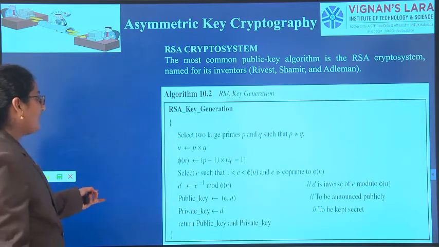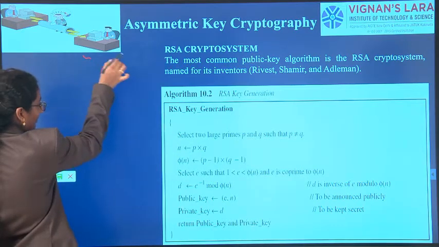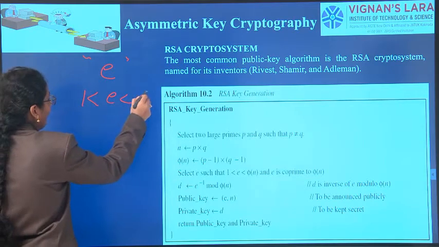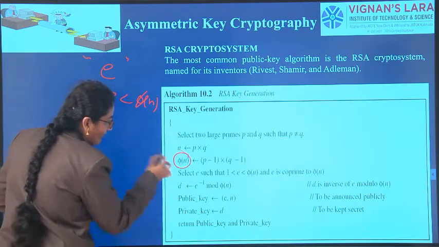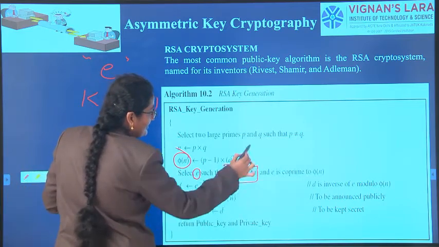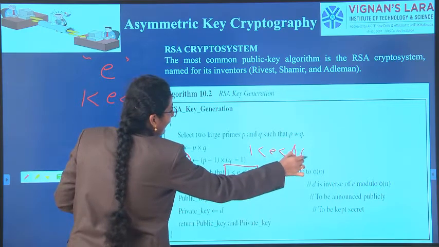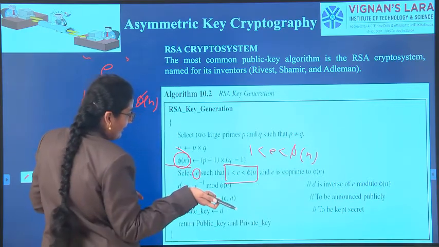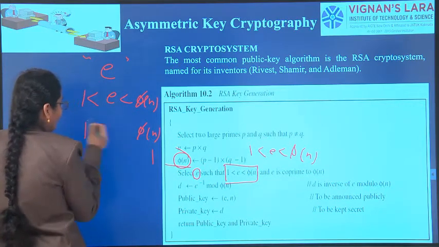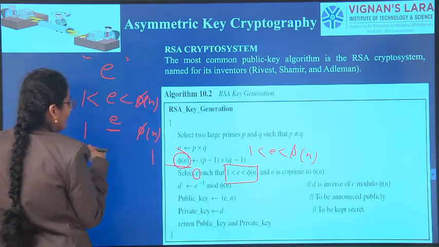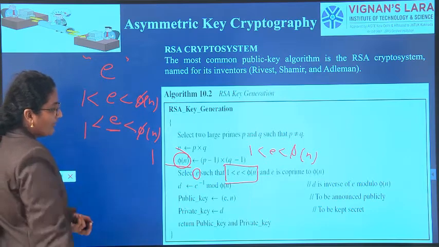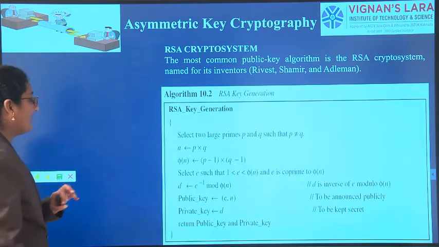Next, you have to select E. What is the condition to select E? 1 less than E less than phi of N. Here you will get the phi of N value, then you have to select E. The formula for selecting E is 1 less than E less than phi of N. You already have the phi of N value and you know 1, so you select the E value in the middle such that 1 less than E less than phi of N. After selecting the E value, we go for encryption and decryption.